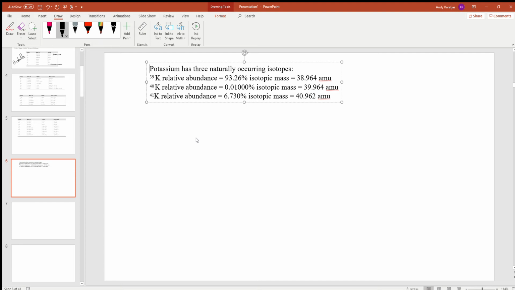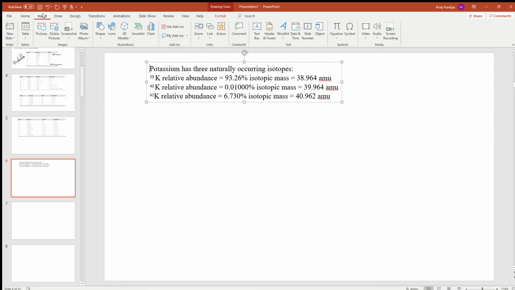And so in question number 3, I've given you the data for potassium's naturally occurring isotopes. And then I've asked you to calculate the relative atomic mass. And by relative atomic mass, we're just talking about the number that we see on the periodic table. So how do we do that?